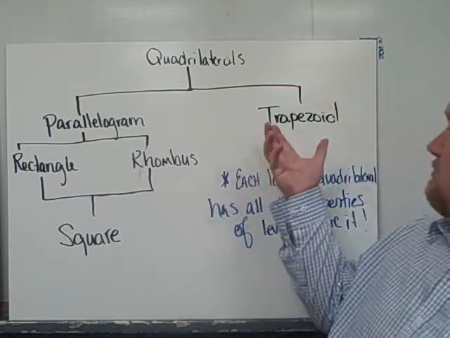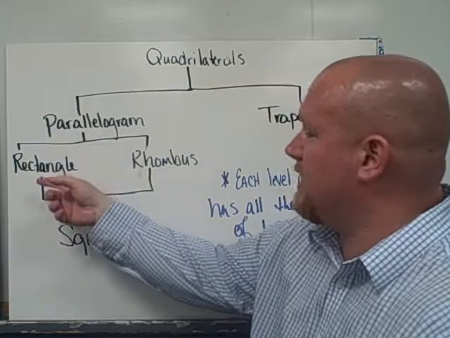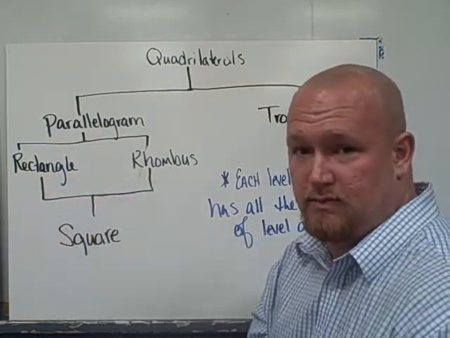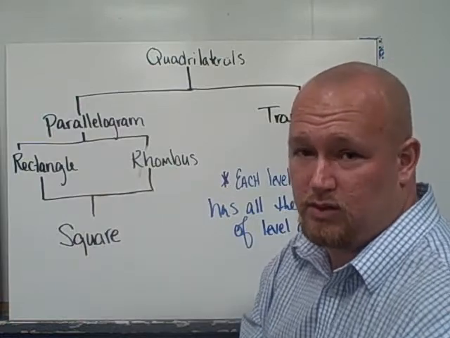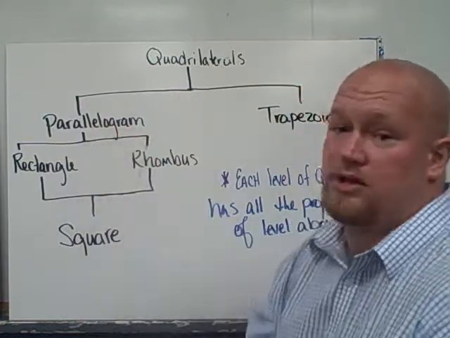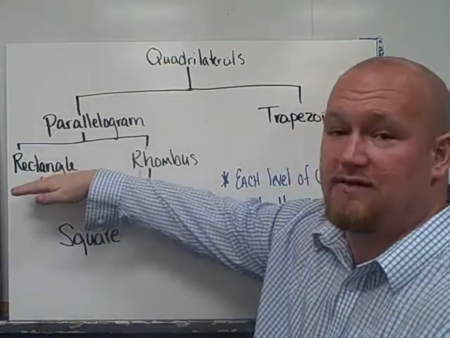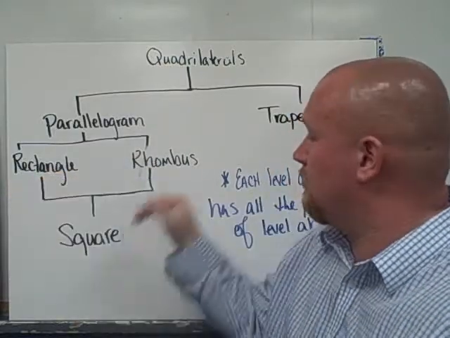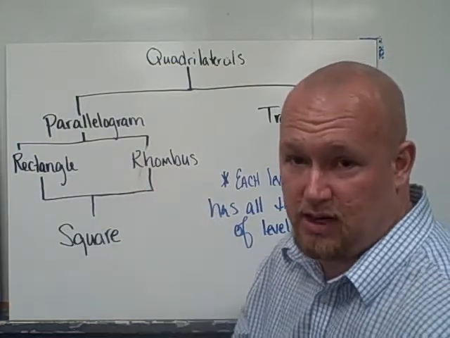Now, you'll notice that it kind of ends at trapezoid. But parallelograms go on to have rectangles and rhombuses. Now, both rectangles and rhombuses are parallelograms. That's a hard word to say. And they all are quadrilaterals. They have all of the properties up to that point. Rectangles have four 90-degree angles. Rhombuses have four equal sides. They don't have to have 90-degree angles.